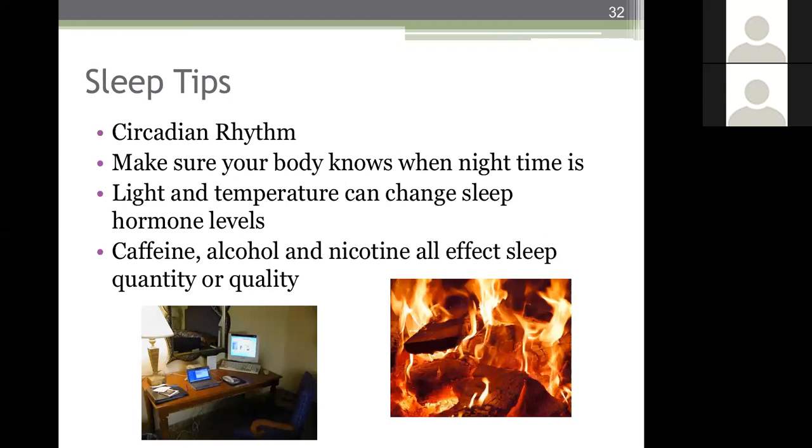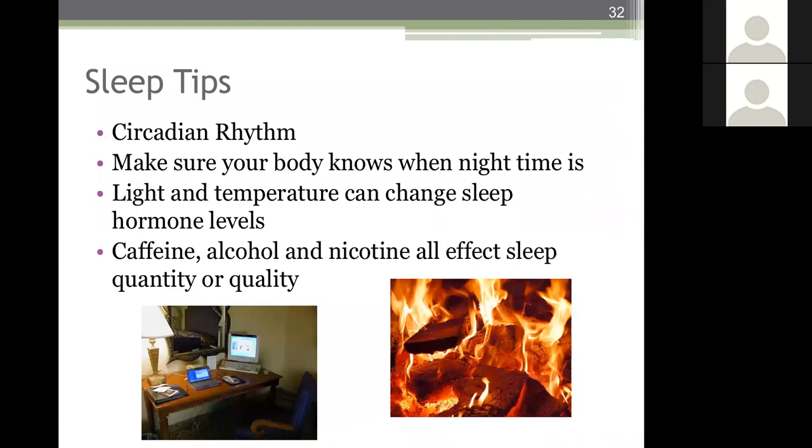Or temperature is another big thing here. For example, it is common knowledge that taking a nice warm bath before bedtime can relax you, help you go to sleep. But it's actually not the warmth of the bath. It's the subsequent drop in temperature once you get out of the bath that stimulates the release of melatonin. Because if you think about it, when we were cavemen, the temperature dropped at night. And so this is another signal for our bodies to get tired.